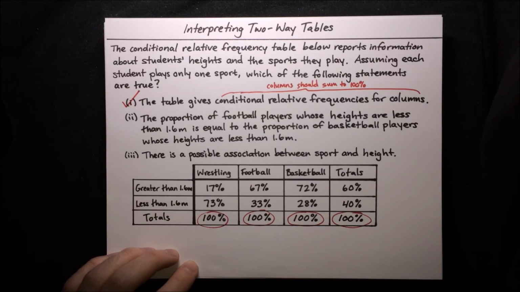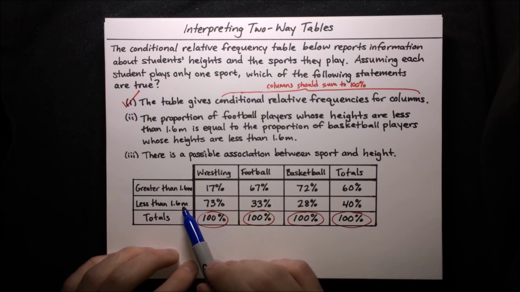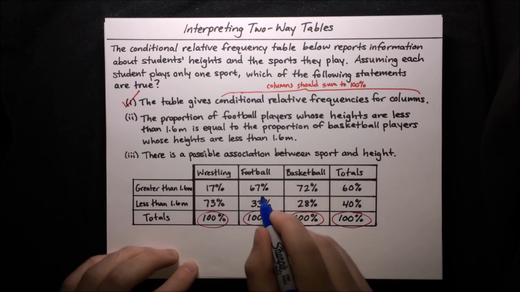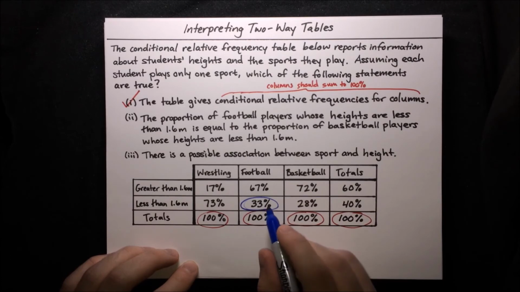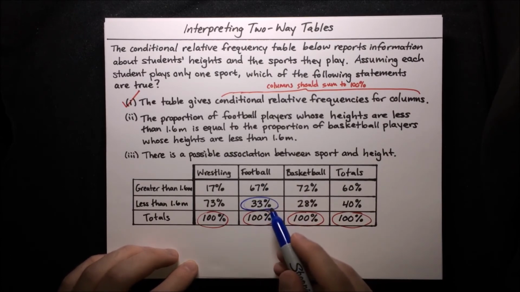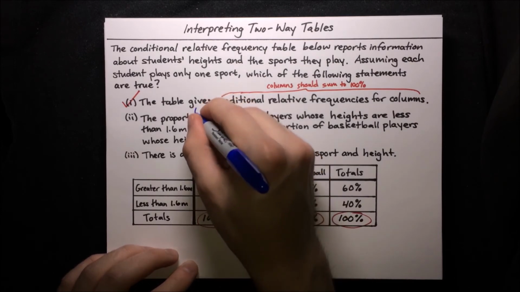Next up, statement 2: the proportion of football players whose heights are less than 1.6 meters is equal to the proportion of basketball players whose heights are less than 1.6 meters. Alright, so what's the proportion of football players whose heights are less than 1.6 meters? Let's look at the less than 1.6 meters row and then go over to the football column. That's 33%. And 33% is relative to the sum of the column. So 33% is relative to all the football players. So yes, indeed, the proportion of football players whose heights are less than 1.6 meters is 33%.